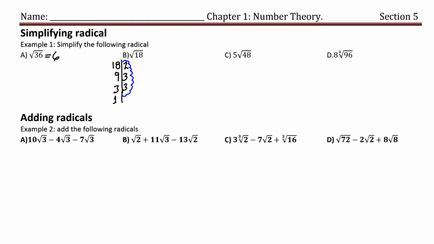For every 2 numbers that repeat, 1 gets to go out. So in this case, there are no repeating 2s, so the 2 has to stay inside the radical. There are, however, repeating 3s, which means that one of them gets out while the other disappears. So the correct answer would be 3, which we put outside the radical, square root of 2, which had to stay.